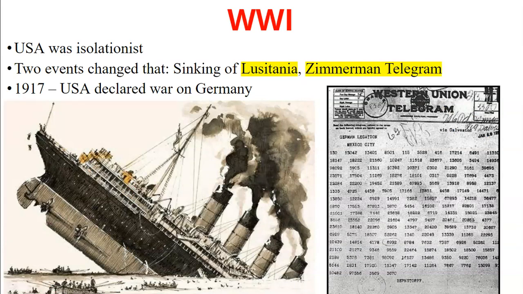Now, the US gets involved. They were isolationist. And of course, there are two events that will change that. You hear this a lot in history classes, that the sinking of the Lusitania is this huge event that's going to bring the United States in. Here are some facts. The RMS Lusitania was a British ocean liner that was sunk by a German U-boat off of the coast of Ireland. 128 Americans died, and it was sad.